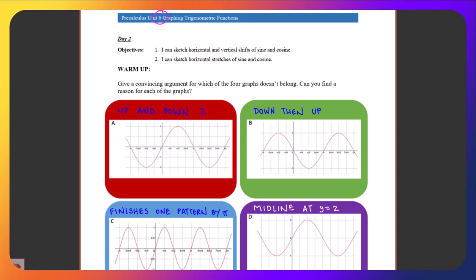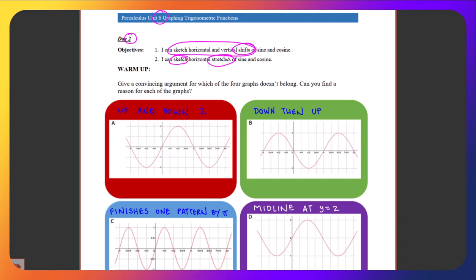Okay, Unit 6, Day 2. We're going to talk about stretching horizontally and vertically. And we're also going to sketch shifts. And we're going to sketch stretches of these new graphs.